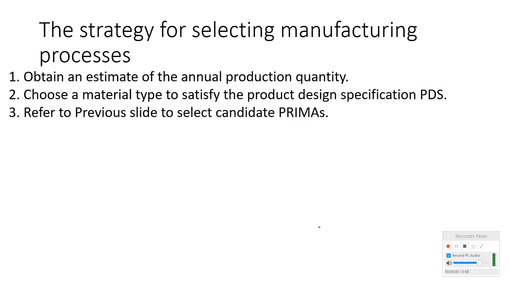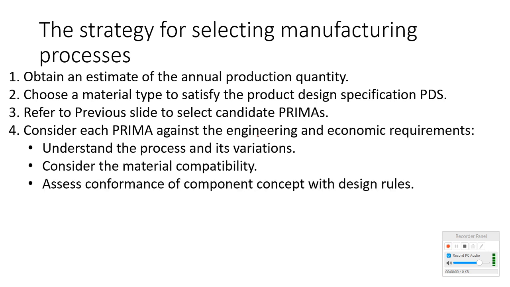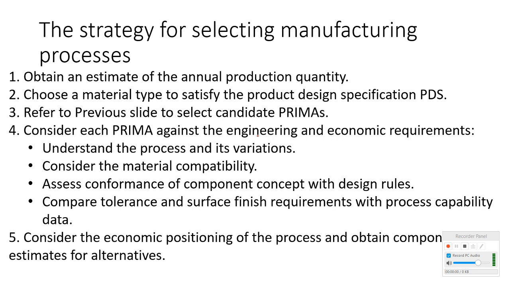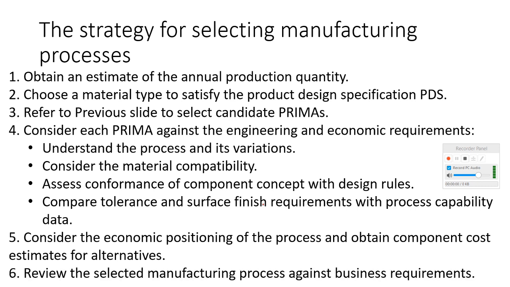Then we have, in the next slide, sorry, it is not the previous slide, it's in the next slide. We have to select the candidate for primer, and consider each of these primer against the engineering and economic requirements. We need to understand the process and its variation, consider the material capability, assess the conformance of the component concept with the design rules, compare the tolerance and surface finish requirement with the process capability data, and also we have to know and consider the economic position of the process and obtain the cost requirement estimation for that alternative. And finally, we have to review the selected manufacturing process against the business requirement.